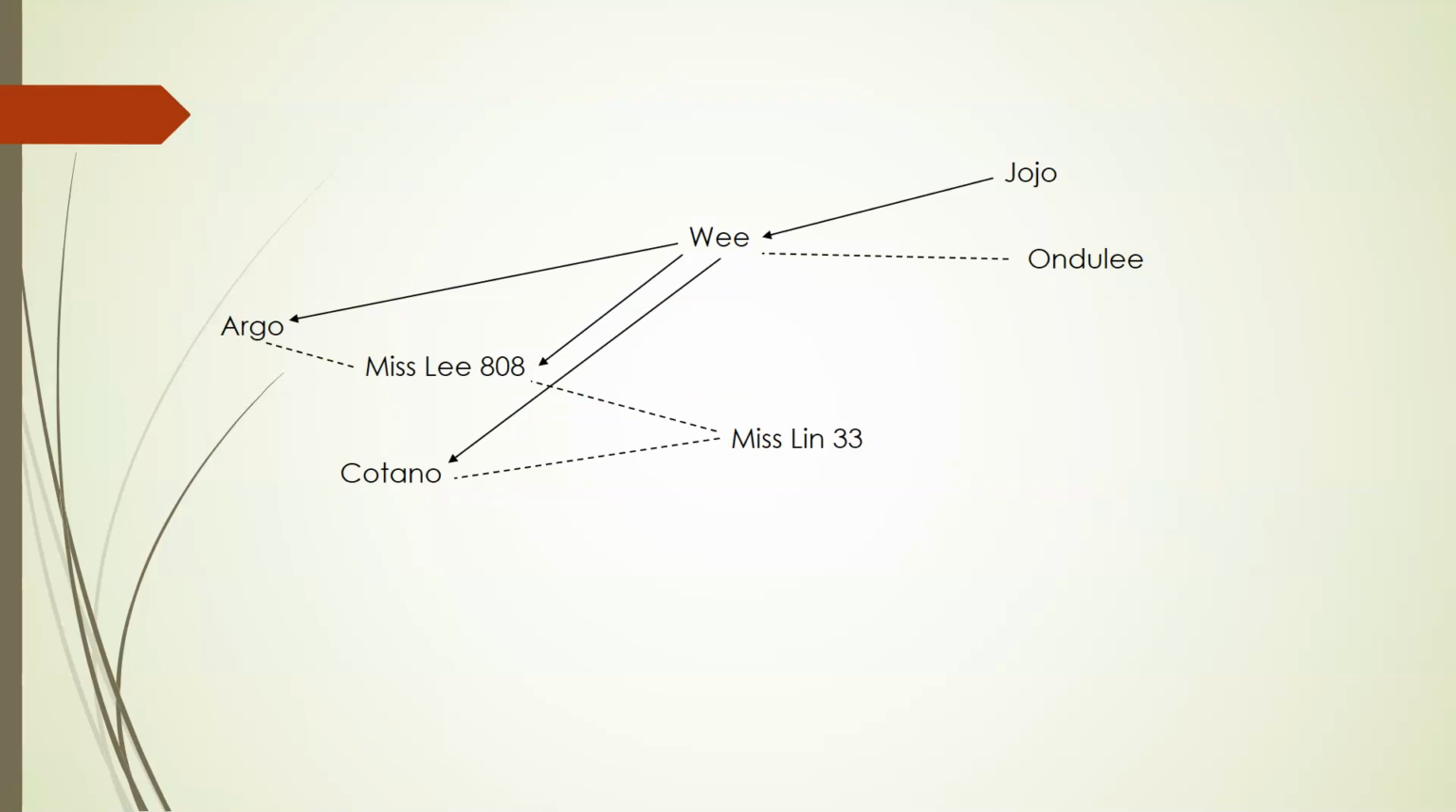Okay, so here's just another example of that. We saw that bull a little bit earlier, but we put another one in here. In this example, Wee is the sire to Argo, Miss Lee, and Catano. And you see here that Catano goes back to Miss Lynn 33, while Miss Lee 808 also goes back. This is going to be the pedigree that I'm going to be using in an example coming up in a few minutes of how we calculate the relationship. But I'm showing you again how the arrow diagram works even when we add more. You might have more complicated ones in the future, with more animals.